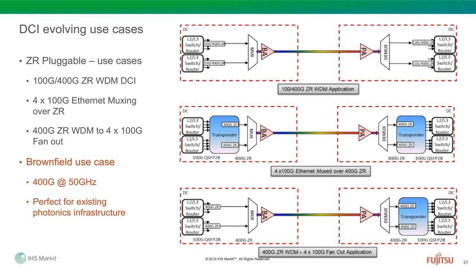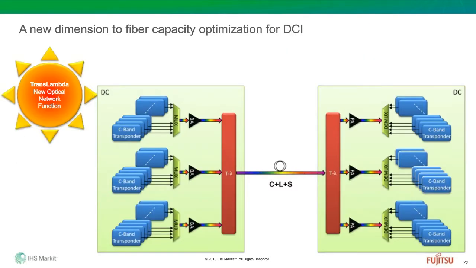Going to the next slide. This is, again, as I discussed in previous slides, a whole new dimension to maximize fiber capacity that is really coming up with the introduction of trans-lambda. Maximizing fiber capacity is always the main goal for any network operator, as it has direct impact on cost per bit. Industry has been addressing it from a few dimensions.